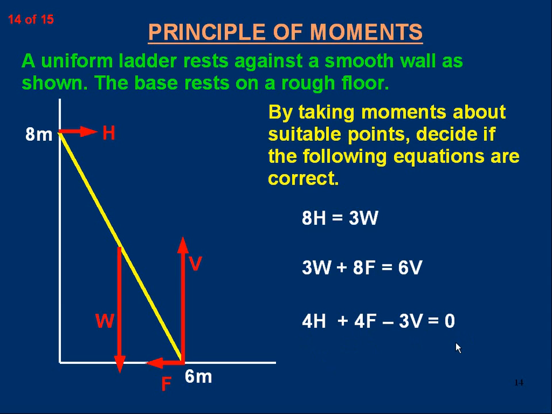You'll note that we were able to take moments about any convenient point we wanted. You don't have to have a pivot to take moments. You can choose a convenient point to take moments about.